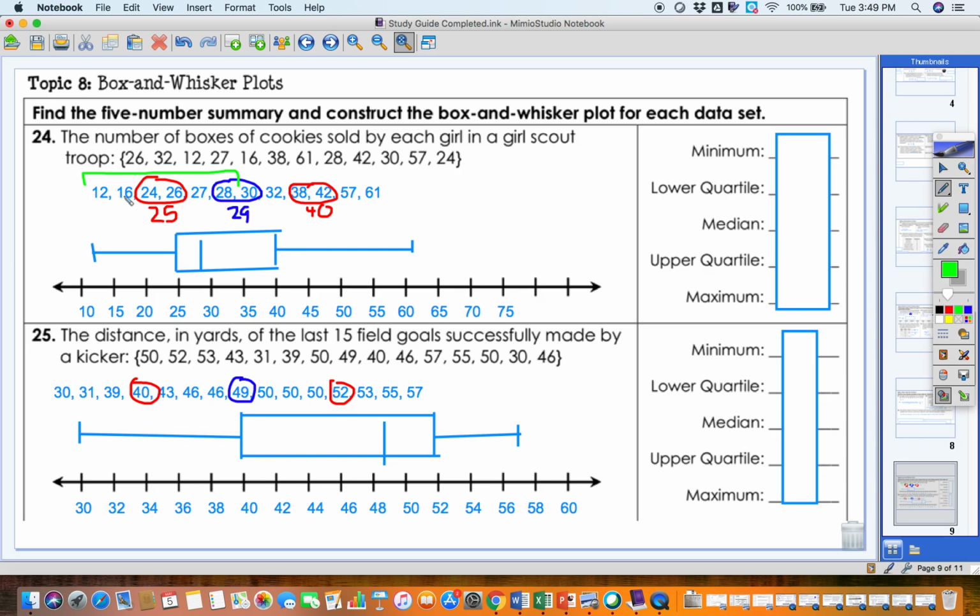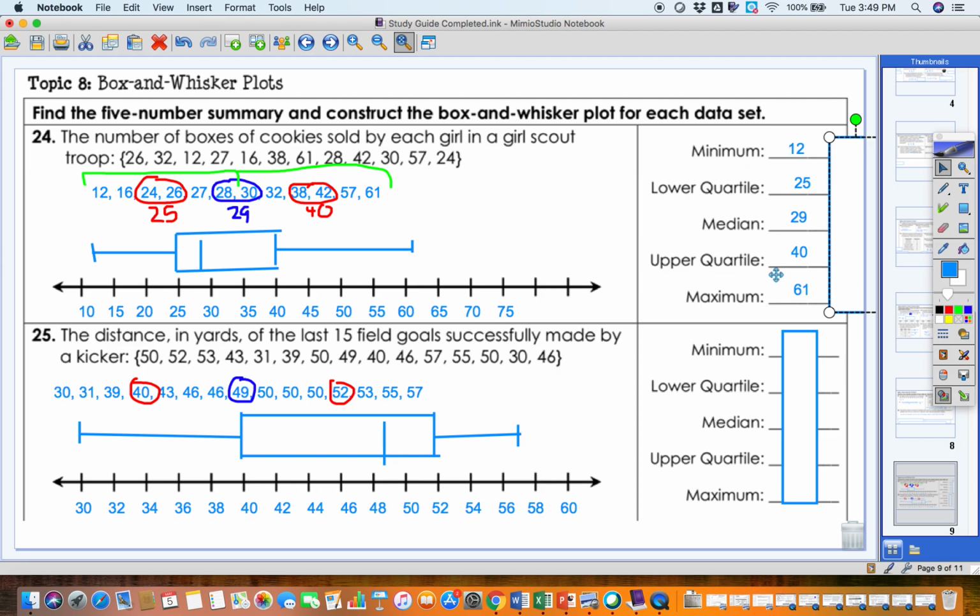So here, I have 6 terms because I have to count this 28 in this group. So 24 and 26 are my middle terms. So 25 is my lower quartile. And then I do the same thing on the other end. So I have 30 through 61, which makes 38 and 42 my center points, which means my upper quartile is 40.